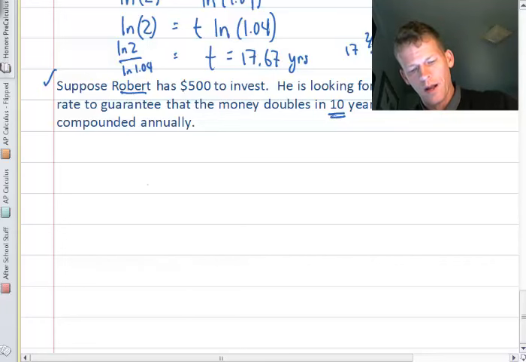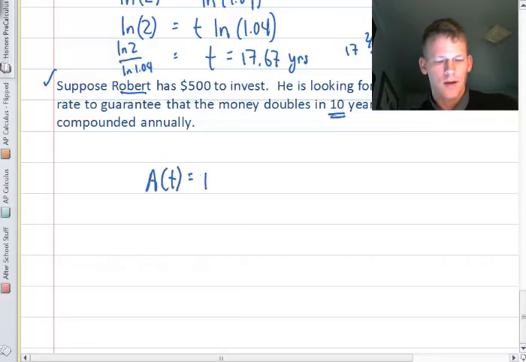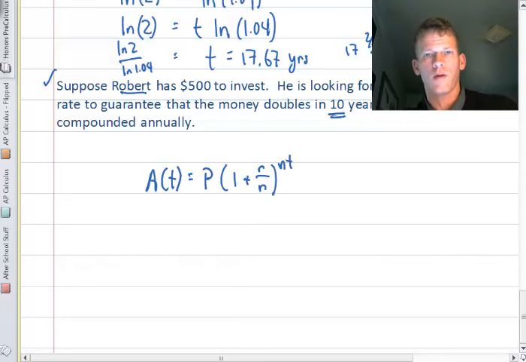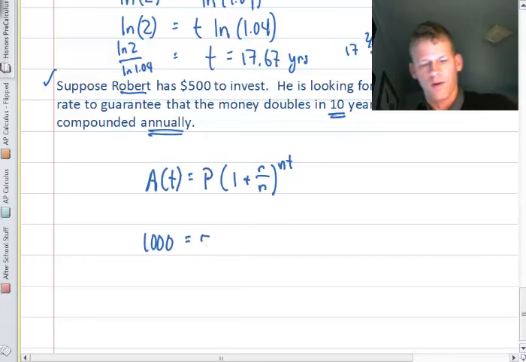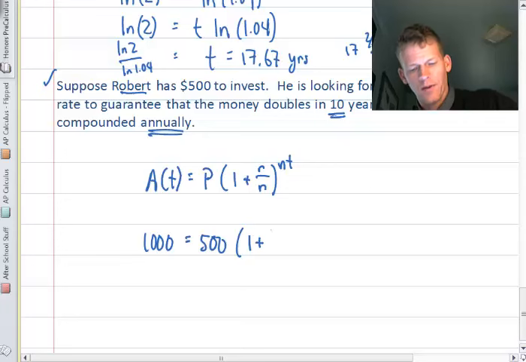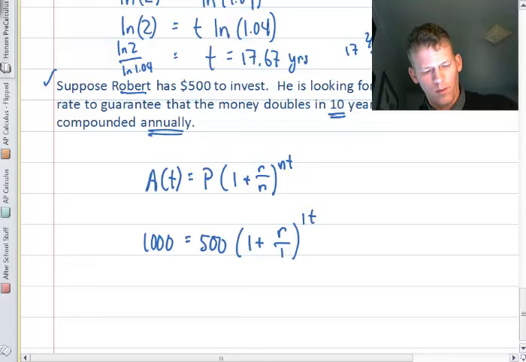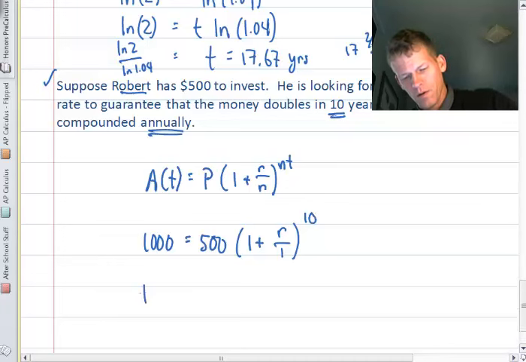The amount as a function of t is equal to the principal times 1 plus the rate over n, to the nt. It said compounded annually, so we're just going to leave n to be 1. So the amount would have to become 1,000 to double. That equals 500 times 1 plus the rate we're looking for over 1, because it's compounded annually, to the 1 times t. So we know t is going to be equal to 10. So when we do the math, we're trying to solve for r.